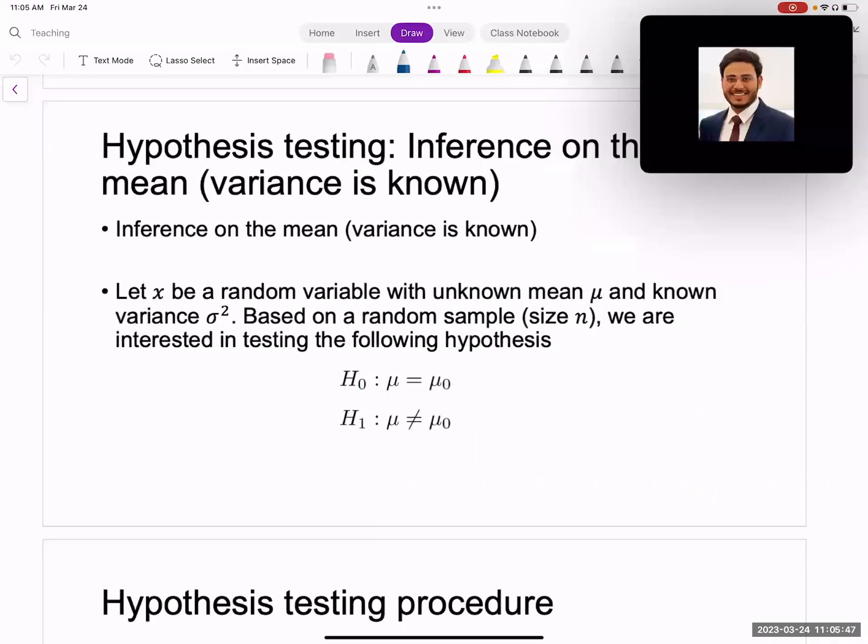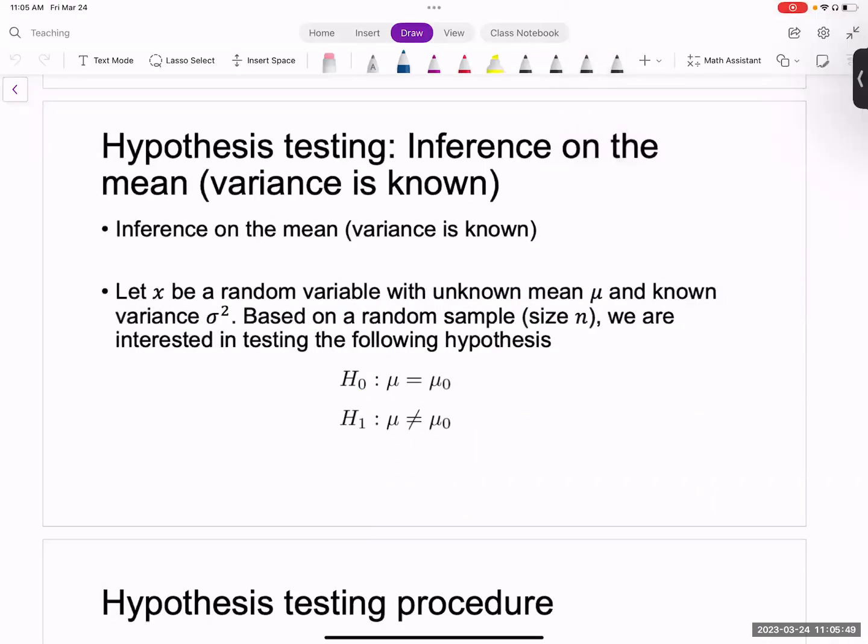All right, welcome back. Now let's continue our discussion on hypothesis testing. So the first example that I have here is hypothesis testing for inference on mean, assuming that the variance is given to us. Now, I would first talk about a general method for performing hypothesis testing, and then I'll talk about something that is familiar to you, which is the p-value.